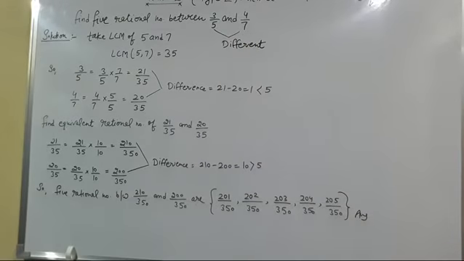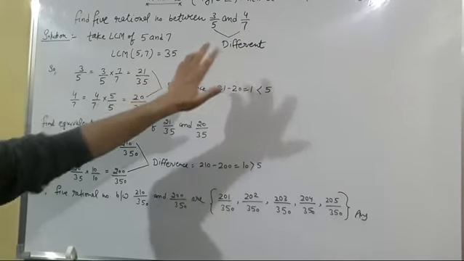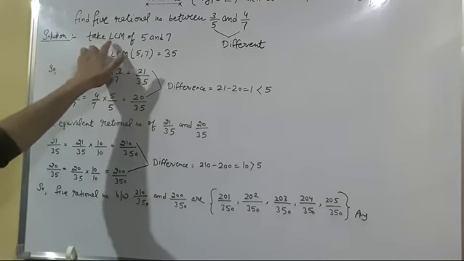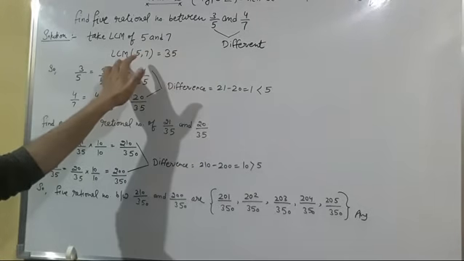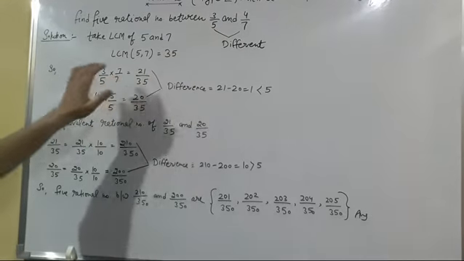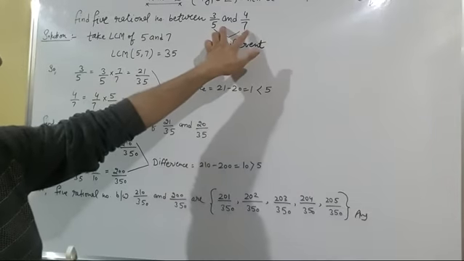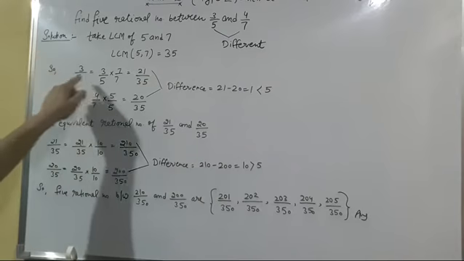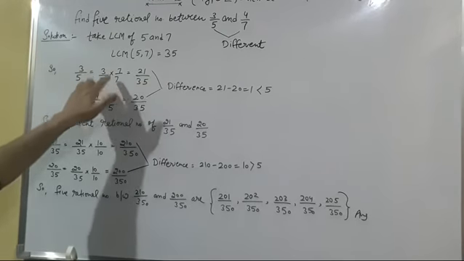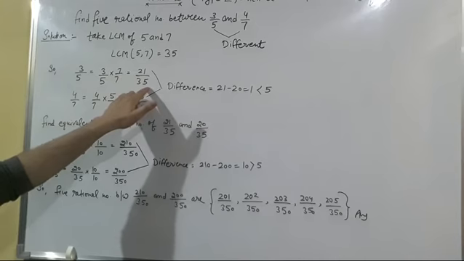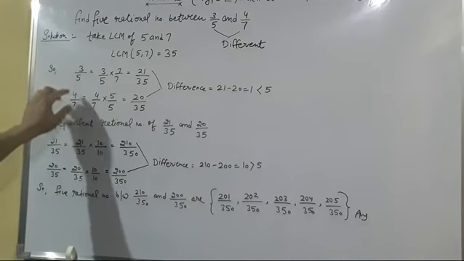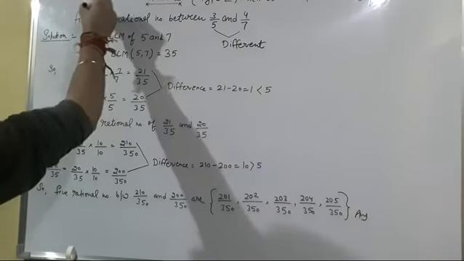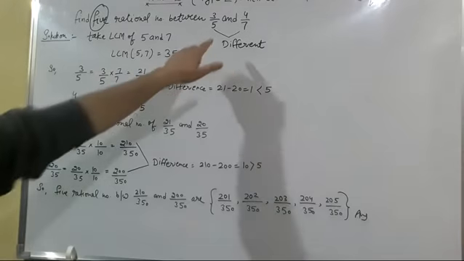What will we do here? First of all, we will make their denominators equal, and LCM will help us in doing so. So first of all, we will take the LCM of 5 and 7. LCM of 5 and 7 is equal to 35. Now we will convert both denominators to 35. In order to convert 3 by 5 into 35, we will multiply it by 7 by 7, so that it will be equal to 21 upon 35, and 4 by 7 will be equal to 20 upon 35, because we have to find 5 rational numbers between 3 by 5 and 4 by 7.